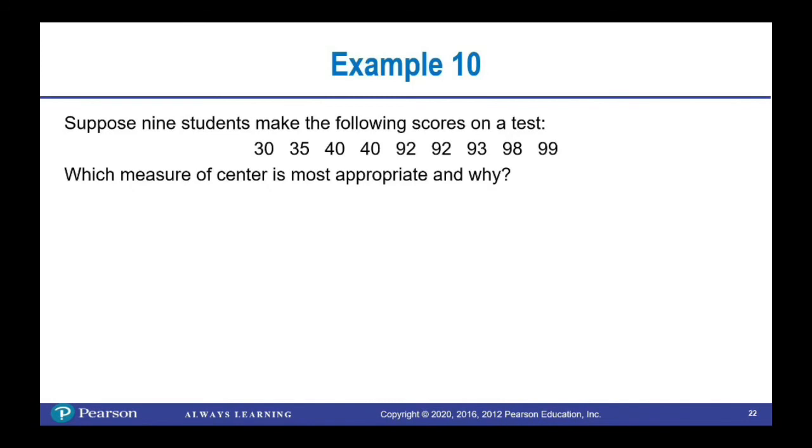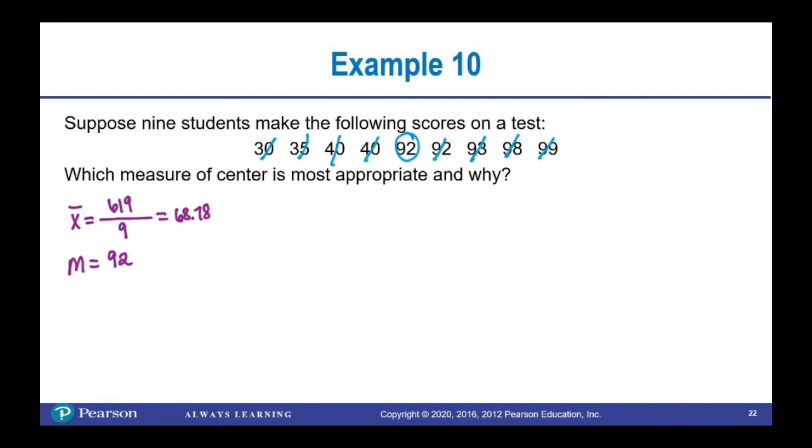Now, let's look at these scores on the test, and we want to know which measure of center is most appropriate. First, let's find the mean. When you add all those values together, you get 619. There are 9 values, and so our mean would be 68.78. Okay, that kind of describes our scores. Let's look at the median next. Mark off one from either end until you get to the middle, and notice our median here is 92. Well, 92 does not describe a typical score, so the median is not going to be appropriate here.